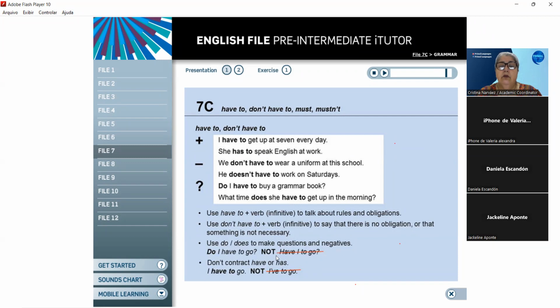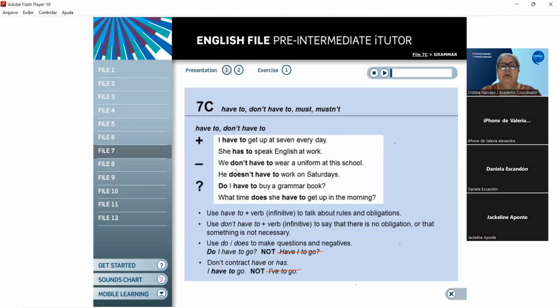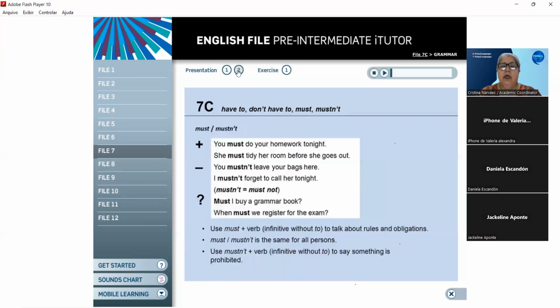Do I have to go? Not have I to go. That is wrong. Don't contract have or has. I have to go, not I've to go. Okay. En esta situación no se debe hacer la contracción de I have. Okay. And then how do we conjugate the verb? Like have, vamos a utilizar don't or doesn't como cualquier verbo en present simple, ¿ok?